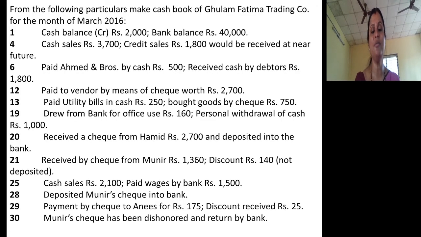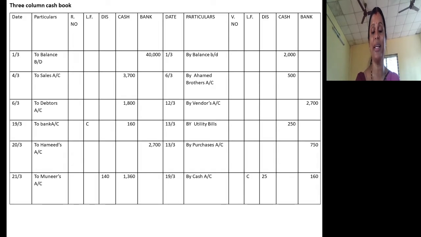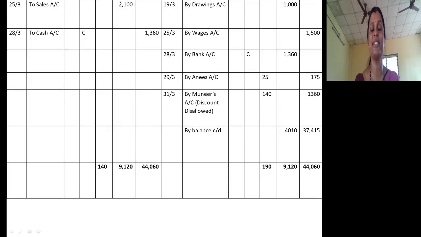Next one, personal withdrawal of cash rupees 1,000. The owner has not withdrawn from the bank; he withdrew cash from the business. Whenever the owner withdraws cash from the business for his personal use, the journal entry is drawings account debit to cash account. So in the cash column on the credit side, I recorded by drawings account.